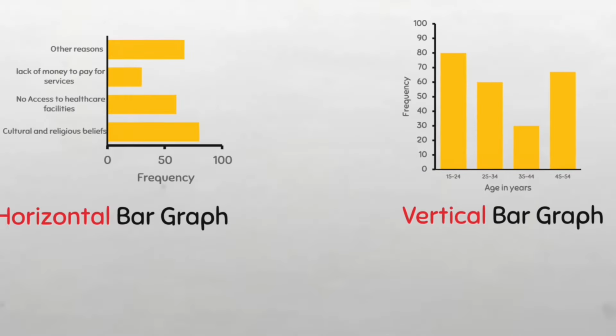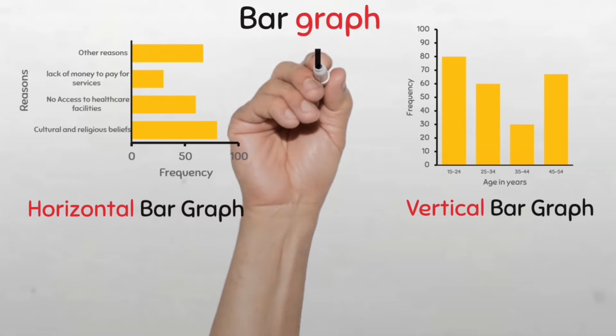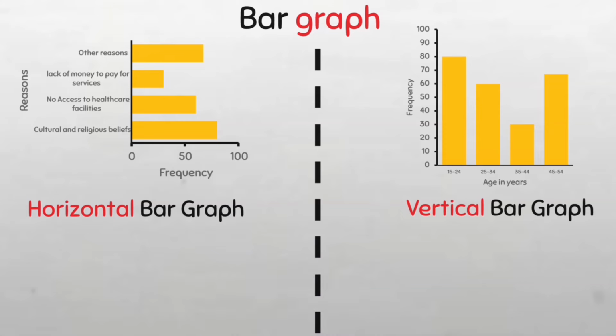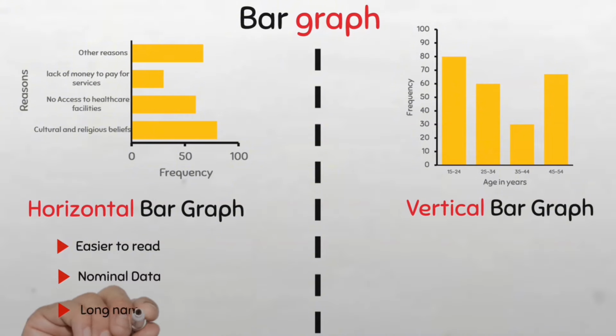Awesome. So to recap, bar graphs could be oriented either horizontally or vertically. Horizontal bar graphs are easier to read and mainly used for nominal data or in situations where the categories have long names.